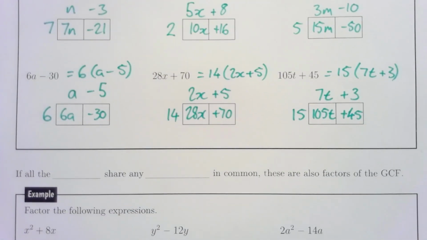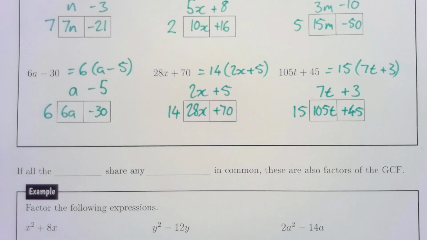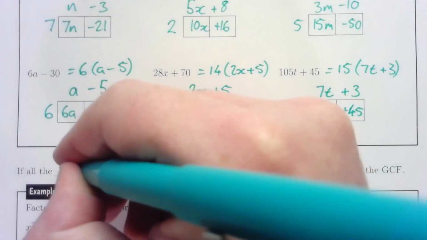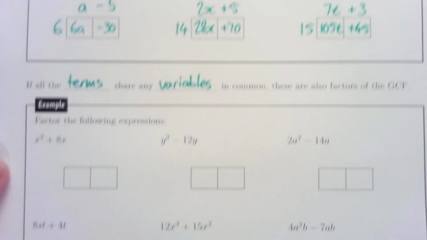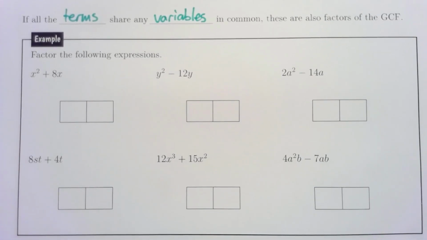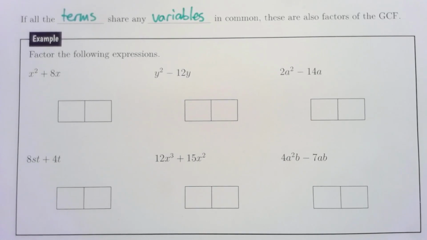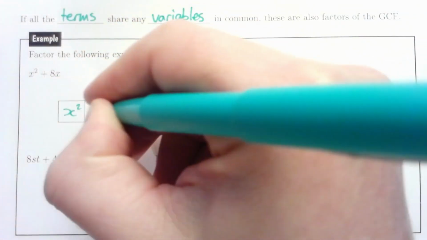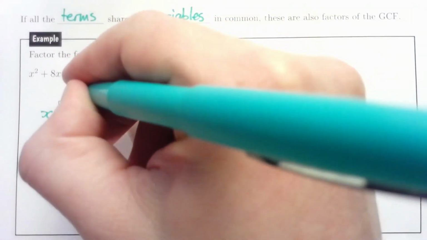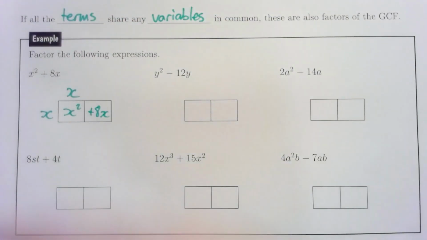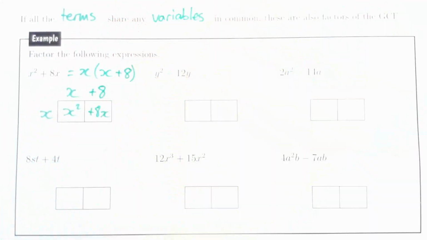Now, so far, our common factor has always been a constant number, but that doesn't have to be the case. If all the terms share any variables in common, these are also factors of the GCF. Let's look at the expression x squared plus 8x. Now, the coefficients here don't have any factors in common. But if we look at the variables, we see that both terms contain x. So we can use x as our common factor. Now we could get x squared by having x times x, and we could have 8x by multiplying x by 8. So our factored form is x times the quantity x plus 8.